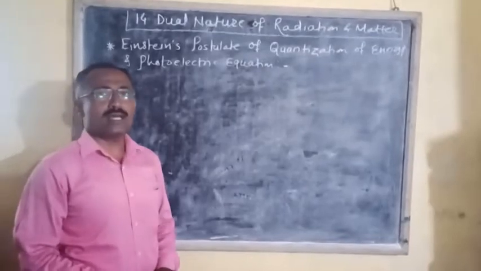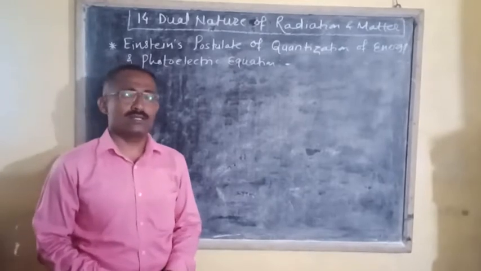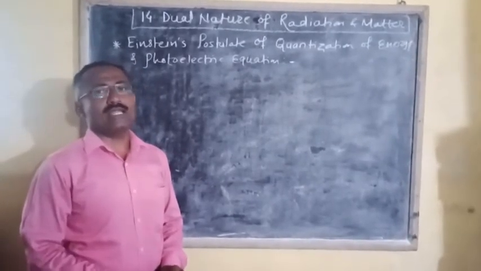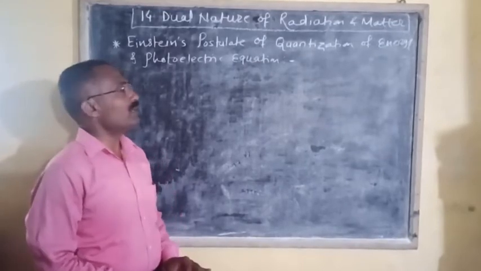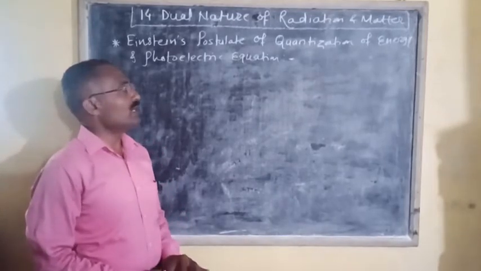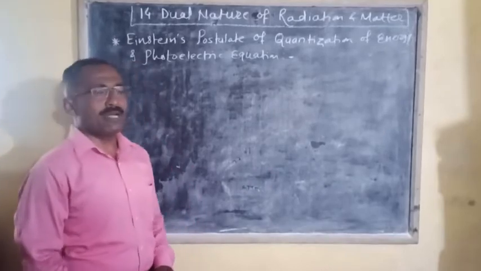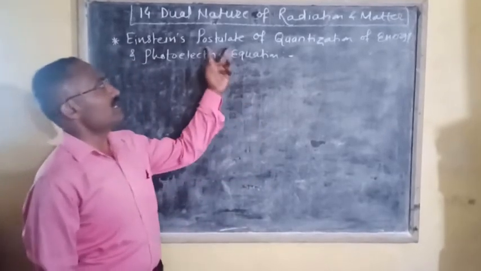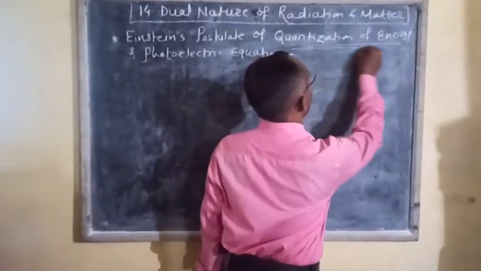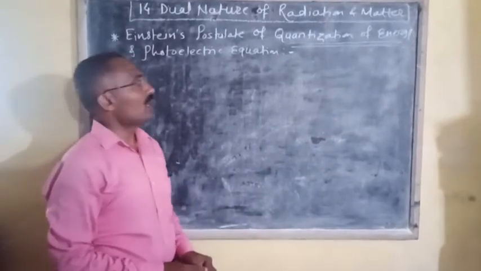Morning friends, last period we saw the failure of wave theory of light and the dual nature of light, or dual nature of radiation. मागच्या पिरियडला आपण वेव्ह थेरीचे फेल्युअर बघितले आणि आपण त्या ठिकाणी लाईटचं ड्युएल नेचर बघितलं, रेडिएशनचं ड्युएल नेचर बघितलं. ह्या पिरियडमध्ये आपल्याला बघायचं आहे आइन्स्टाईन्स पोस्ट्युलेट ऑफ क्वांटायझेशन ऑफ एनर्जी and photoelectric equation.